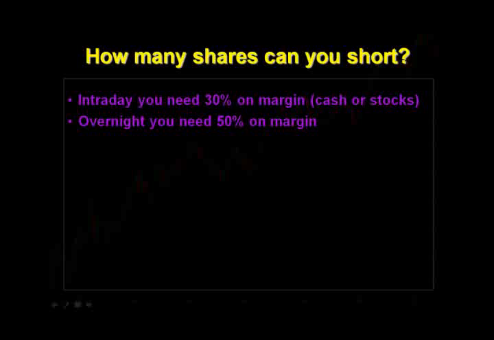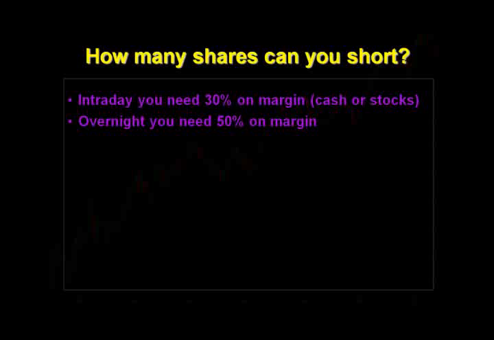But at the moment, with most brokers, you will need 30% on margin if you're going to do an intraday trade. That means if you're going to open and close a trade during the course of one day. If you are going to stay in a trade for more than that one day and go overnight, maybe more than one day or two or three or more, you would need 50% on margin. Now, what is margin? Well, margin is cash or stocks equivalent, so it's basically collateral.